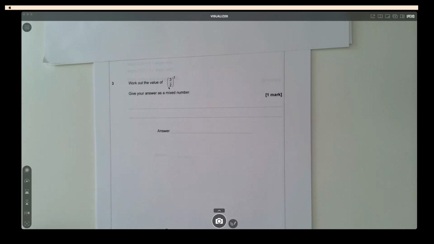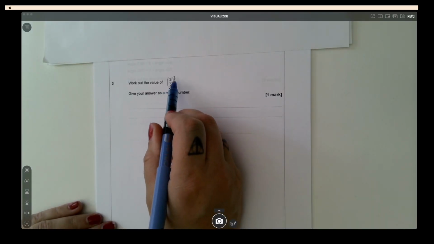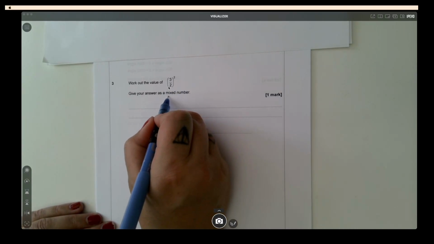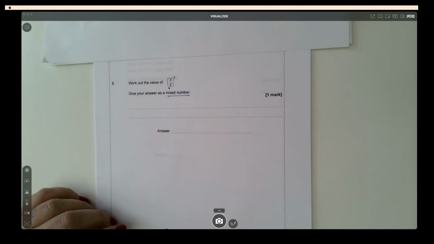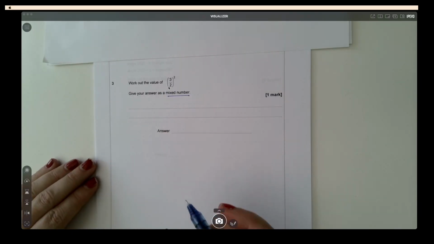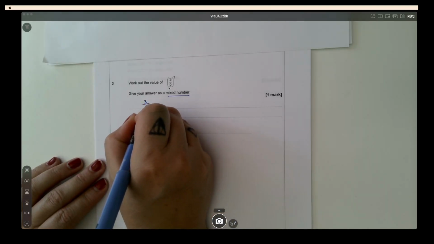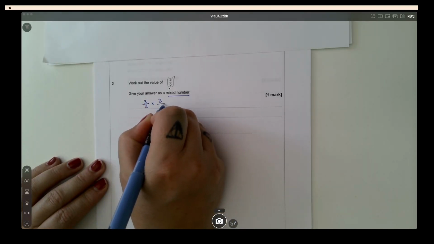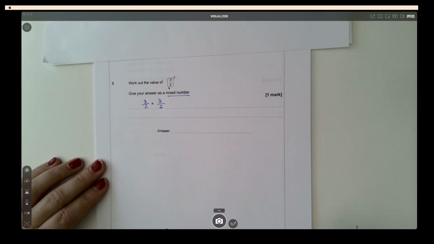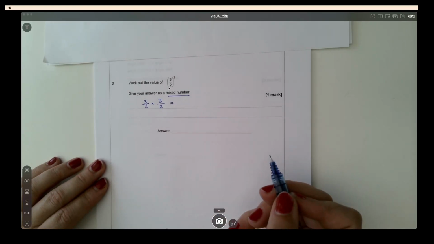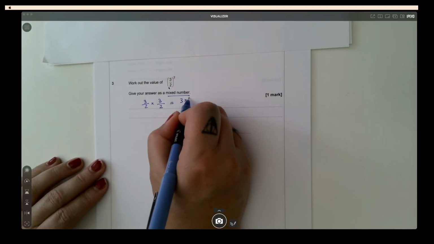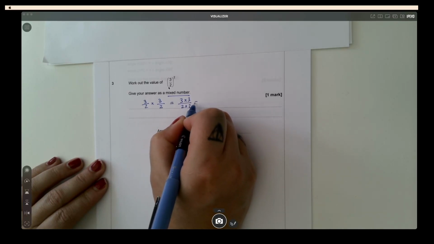Question 3. Work out the value of 3 over 2 squared. Give your answer as a mixed number. So remember, when we're squaring a number, we're multiplying it by itself. So this is the same as doing 3 over 2 multiplied by 3 over 2. We know how to multiply fractions. It's the top times the top and the bottom times the bottom.